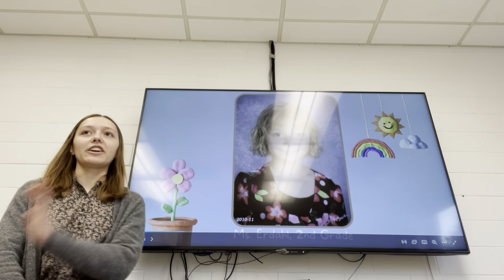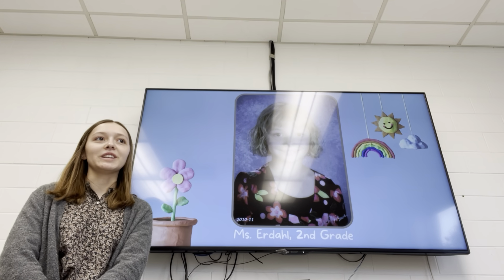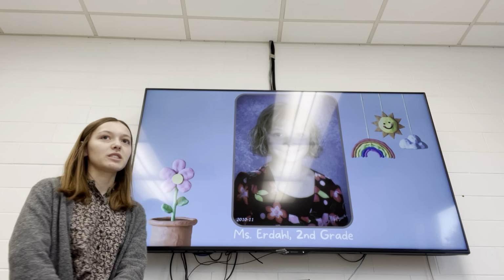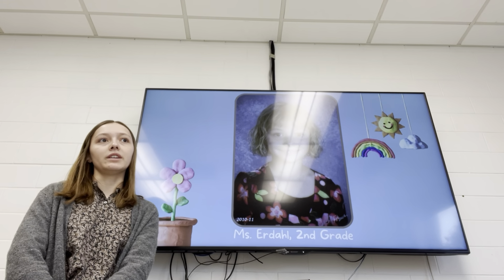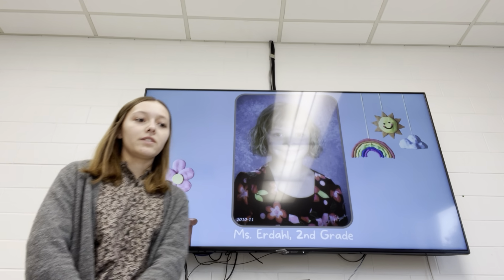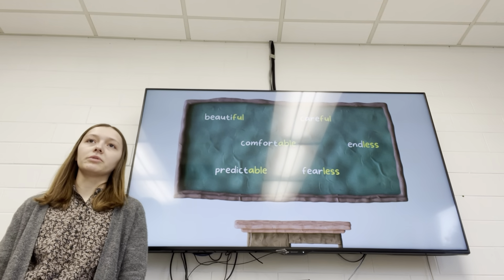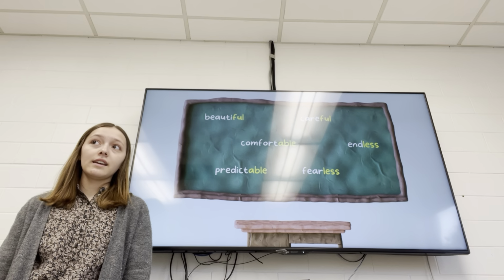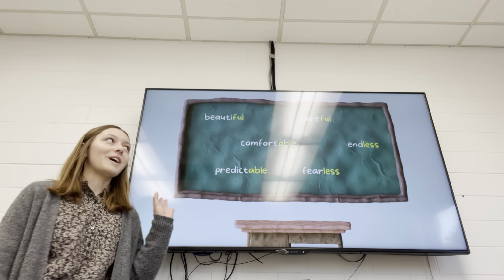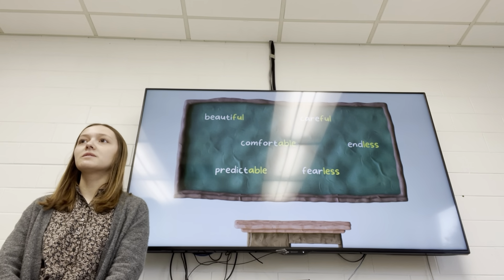Okay, so this was me when I was in second grade, and I had some issues reading too. Sometimes when I was reading books, I'd find really big words and I wouldn't know how to read them, just like some of you. So here is a list of words that I had trouble reading when I was in second grade. Can you guys tell me what you noticed about these words?